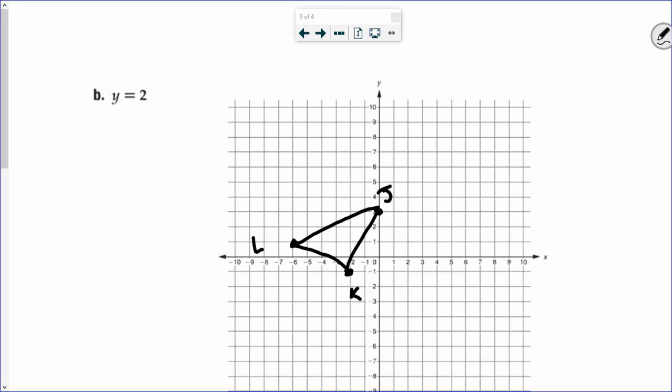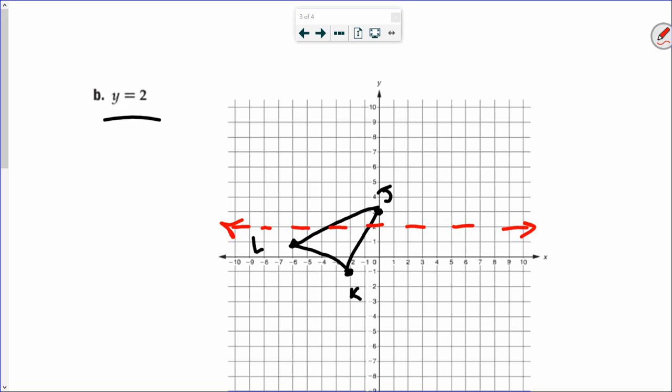Now we are reflecting those points across the line y equals 2. The line y equals 2 is what type of line? Well, that's a horizontal line. y equals lines are horizontal, so it's there at positive 2. So the red line is our line of reflection.